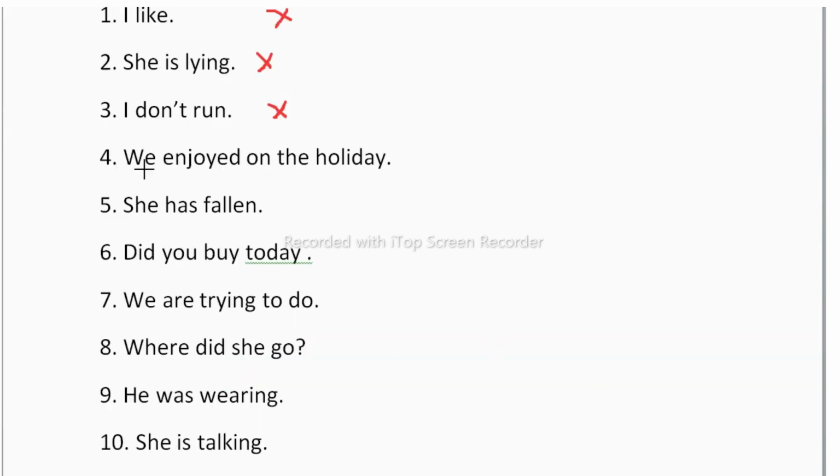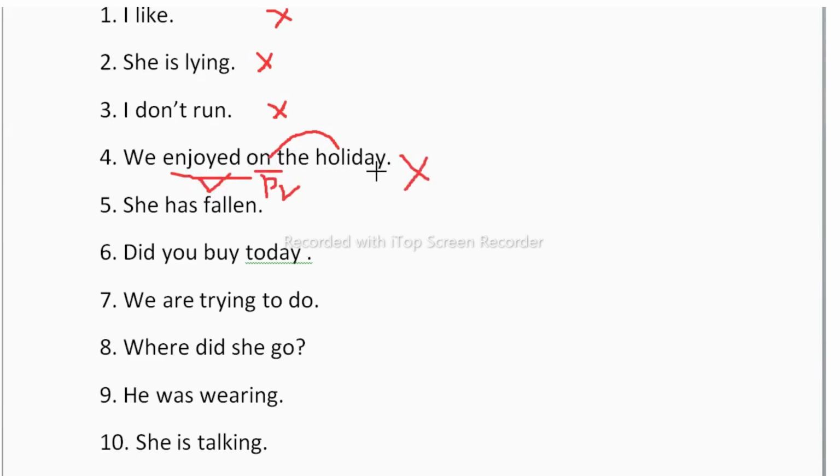Now let us see the fourth one. We enjoyed on the holiday. Here we cannot change it into passive voice, because after this verb we don't have a direct object, but we have a preposition. After the preposition, this is the object of the preposition, not the object of the verb. If we had a sentence like "Students enjoyed the holidays," then definitely we could put a right mark over here, but this object is for the preposition, not for this verb. So this is also an intransitive verb.